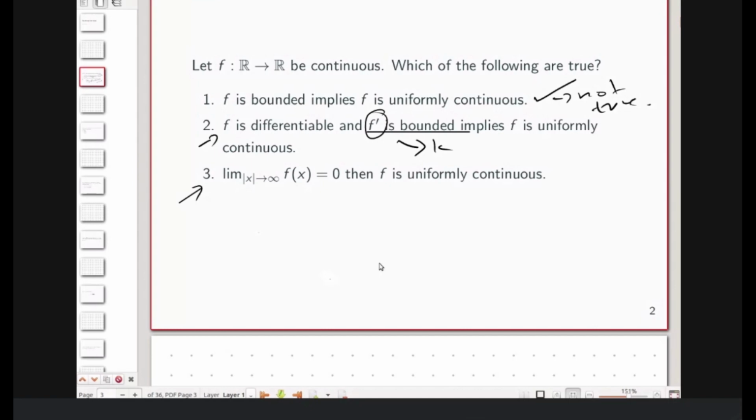Okay, so there are no replies. Okay, C is true. Why is C true? Let me ask a simpler question.